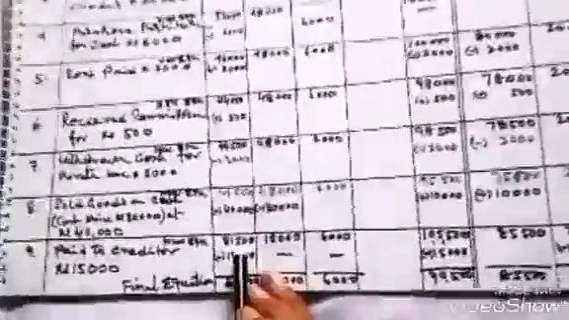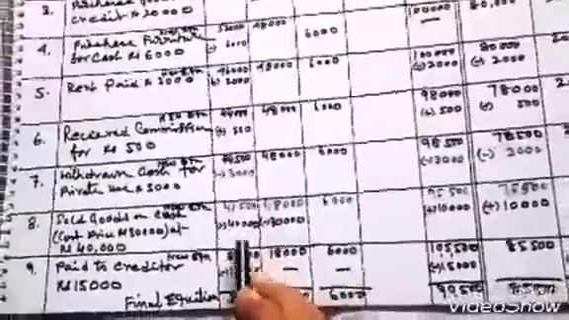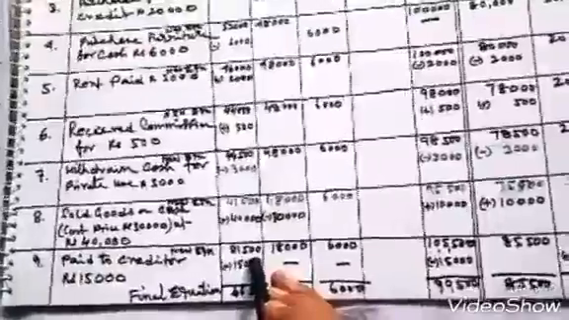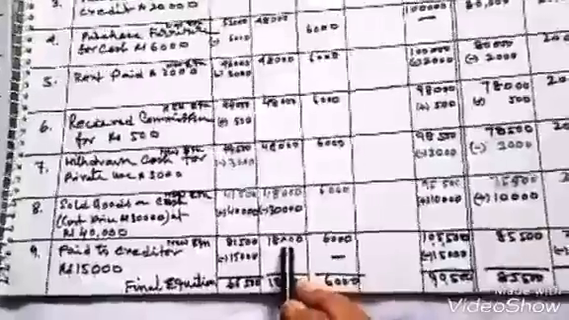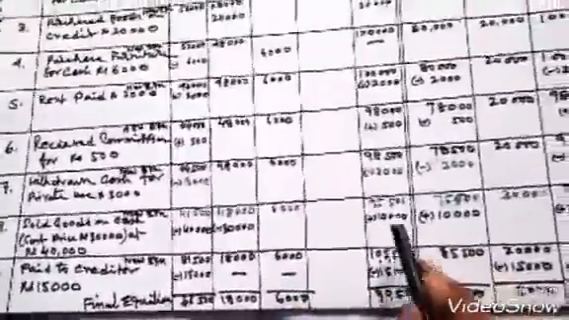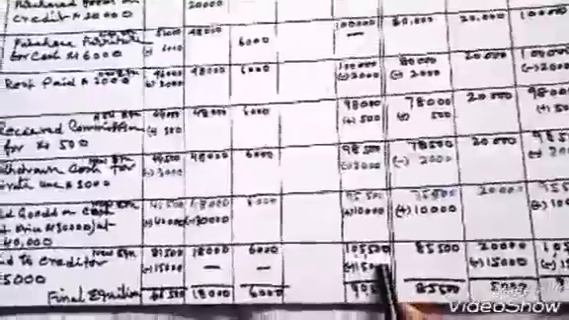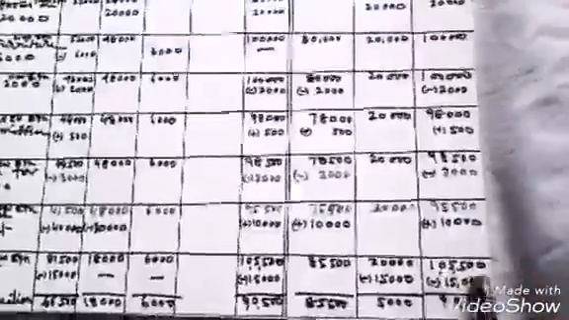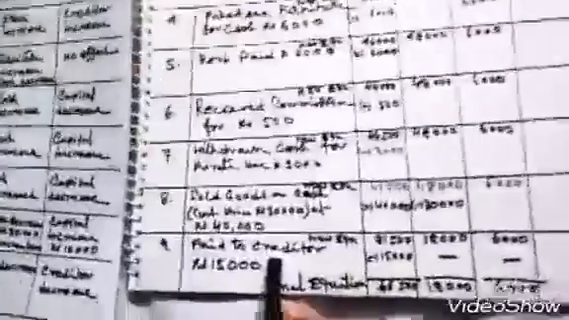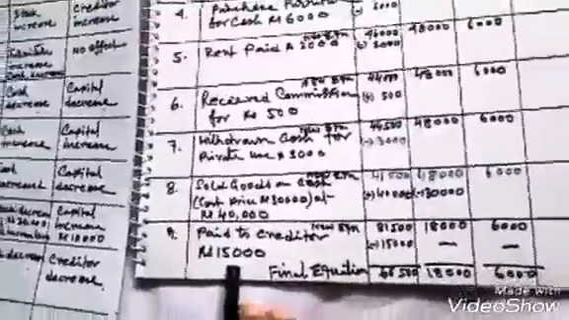So the new equation comes, your cash is 81,500, stock is 18,000, furniture 6,000, total is 1,05,500. On the capital side, 85,500, 20,000, and the total is 1,05,500. Now the transaction number 9. Paid to creditor rupees 15,000.